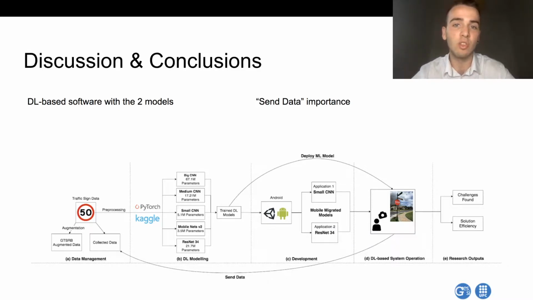And if the user was not satisfied with the results that it is obtaining with the small CNN, we would give it the option to switch to the ResNet34 in order to obtain these more robust results.